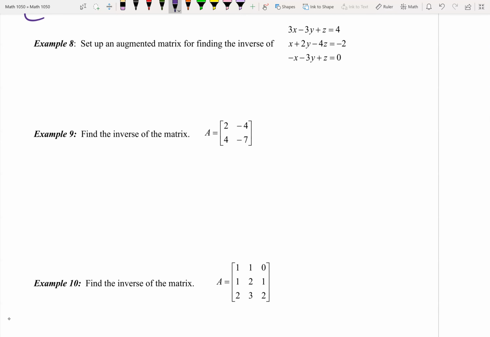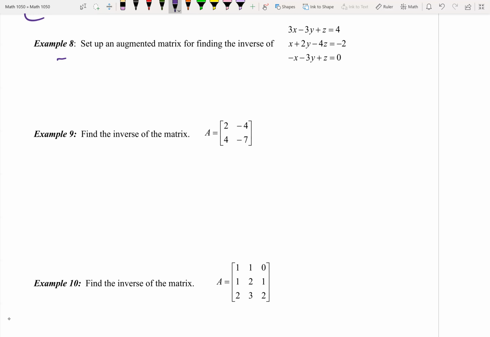Okay, question 8. Set up an augmented matrix for finding the inverse. This is highlighted. Is it? I've seen it. I know I've seen it recently. I bet it was 2 semesters ago. I highlighted according to last semester's final. I know this is new. So it would be so awesome if we did get this problem.